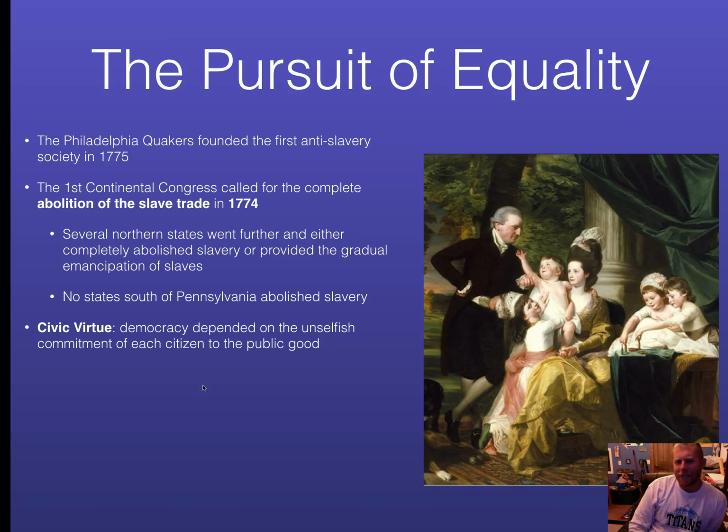democracy depended on the unselfish commitment of each citizen to the public good. You give up your individual desires and selfishness for the public good. You're not forced to do so. The government doesn't tell you to do so because that would be fascism.